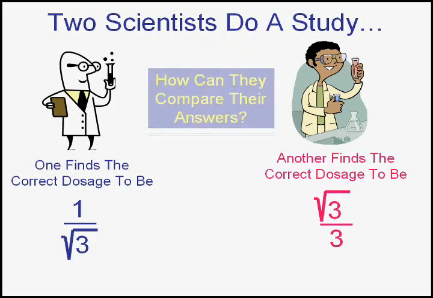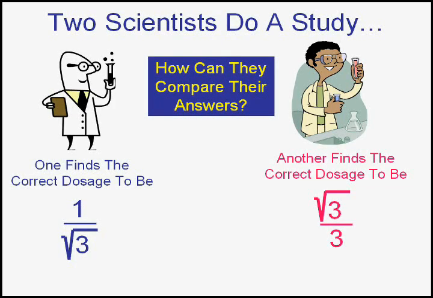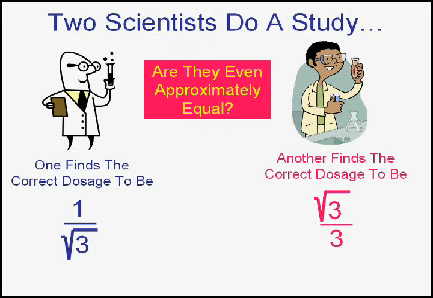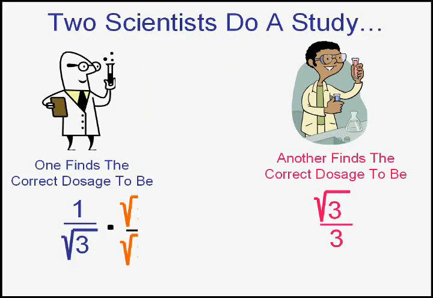Consider, if we wanted to compare their two answers without getting a decimal, what would we do? Consider one thing. If we took the first guy's answer and multiplied by the square root of 3 over the square root of 3. Now, I don't want to tell you where I got that, but hold on just a second. What would happen if I did?